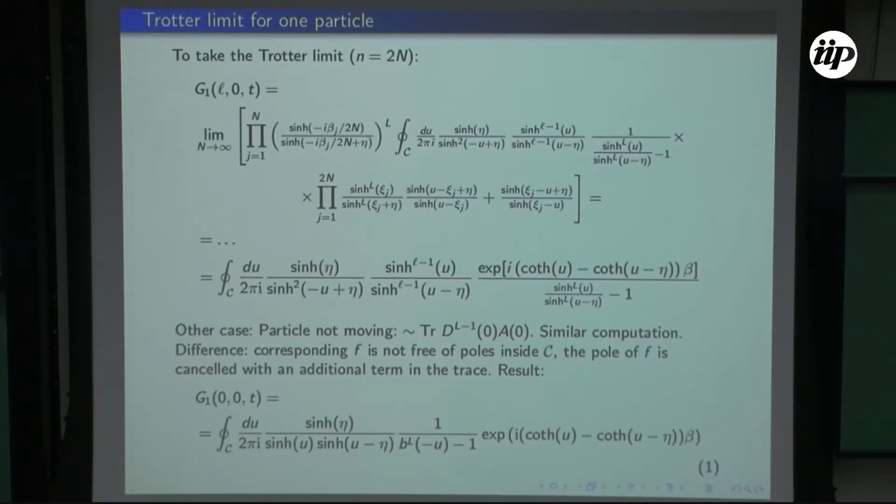And after rewriting it as a contour integral, you can perform the Trotter limit, and then you end up with this expression, which, if you rewrite it, is exactly the one particle case of the general expression. So this is just the one particle energy.